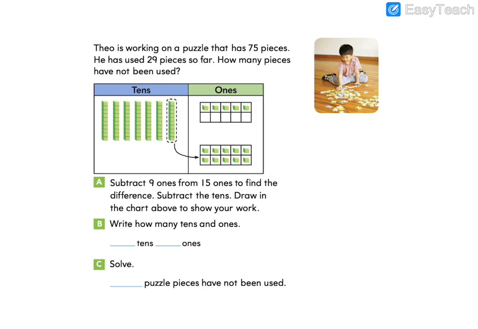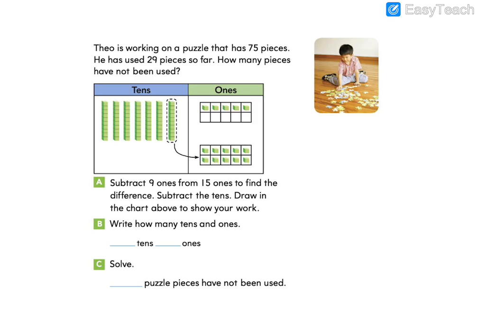Let's look at the next problem. Theo is working on a puzzle that has 75 pieces. He has used 29 pieces so far. How many pieces have not been used? This picture shows the 75 ones. What you see here is that the problem has already regrouped for us. It tells us to subtract 9 ones from 15 ones to find the difference. Then we'll subtract the 10s.